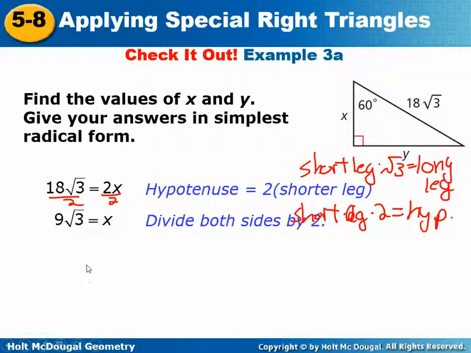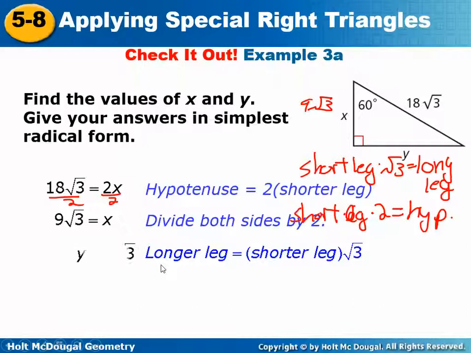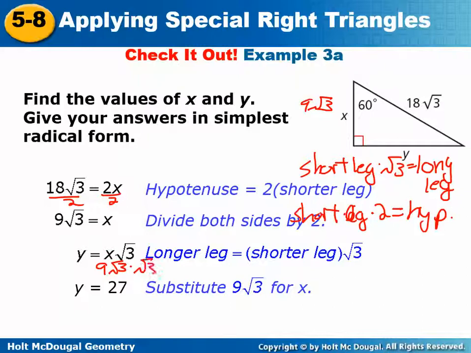Now that we know what the short leg is, you're just going to multiply that by the square root of 3. See, short leg times the square root of 3 equals the long leg. So you have 9 times the square root of 3 times the square root of 3. Square root of 3 times the square root of 3 is 3. 9 times 3 is 27. So 27 is the long leg.